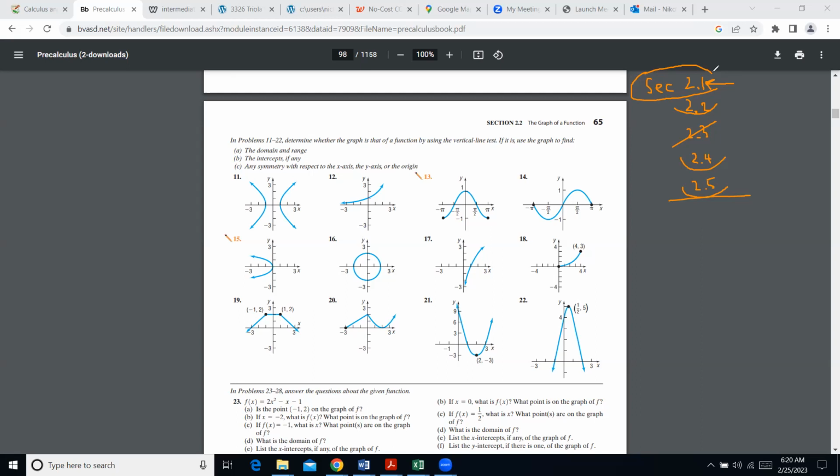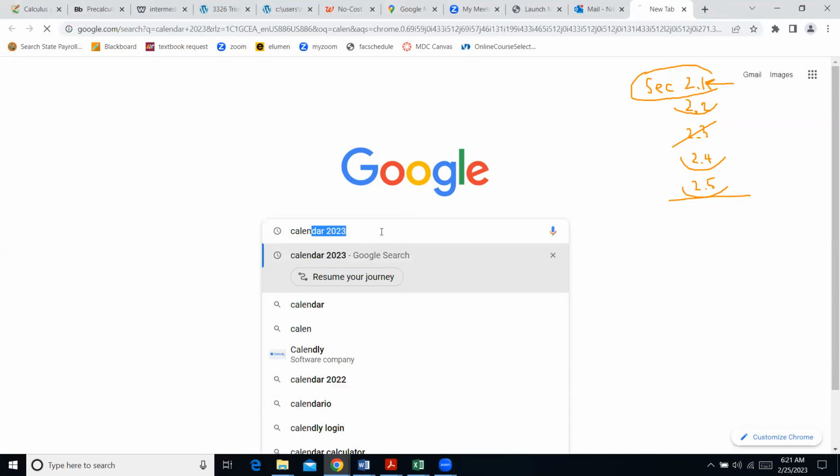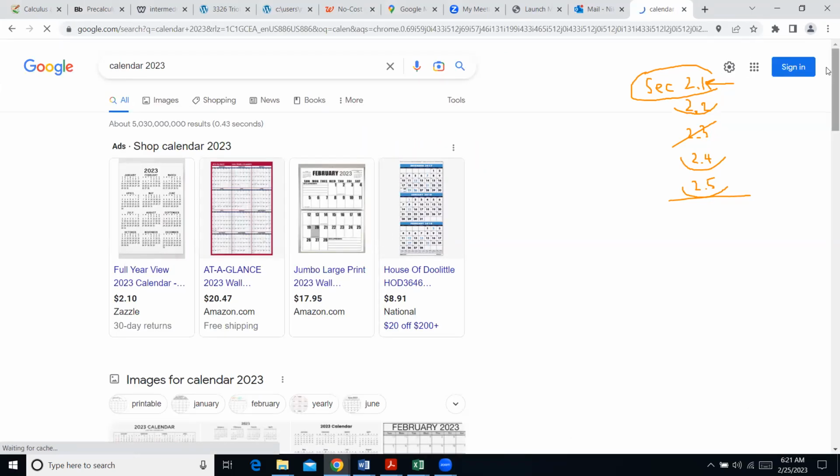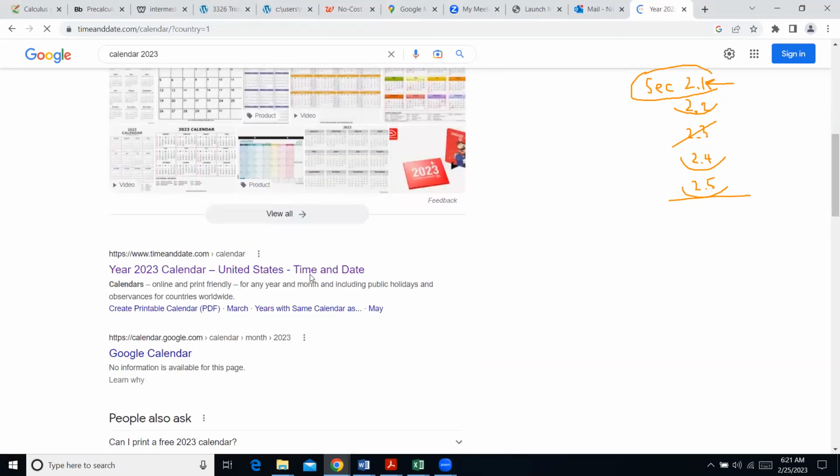Now, how do you turn in the homework? That's a good question. We're going to have a first little exam, the midterm, in a few weeks. So let me look at the schedule for the semester, and that will be the day when the homework is due. Let me go to the calendar for the year 2023. Here it is, the standard one.